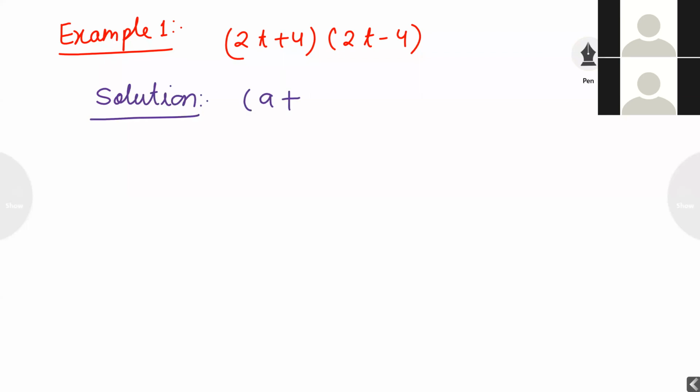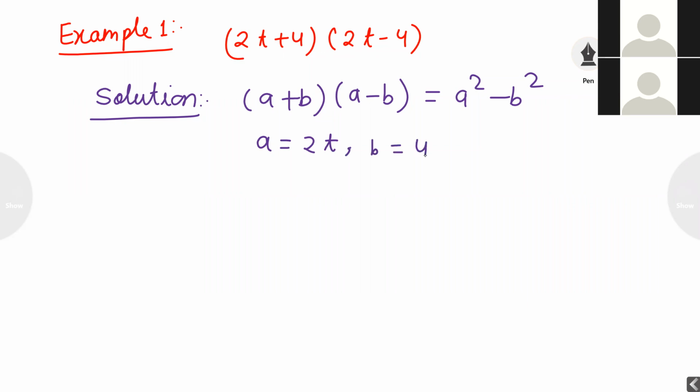(a plus b)(a minus b) is equal to a square minus b square. We can interchange students also, no problem. Or we can say a square minus b square is equal to (a plus b)(a minus b), or (a plus b)(a minus b) is equal to a square minus b square. What is a here? a is equal to 2t, comma, b is equal to 4. Now I want to substitute the values in the given identity.